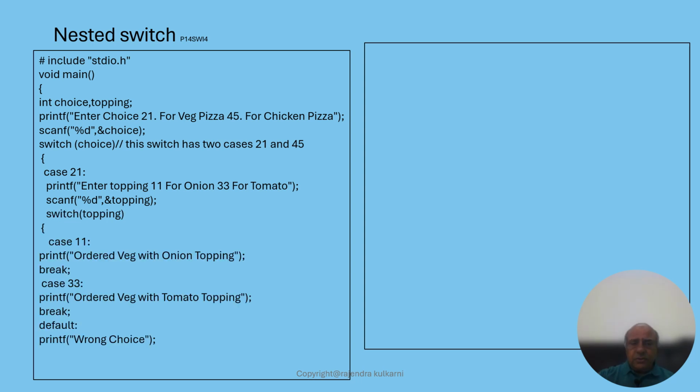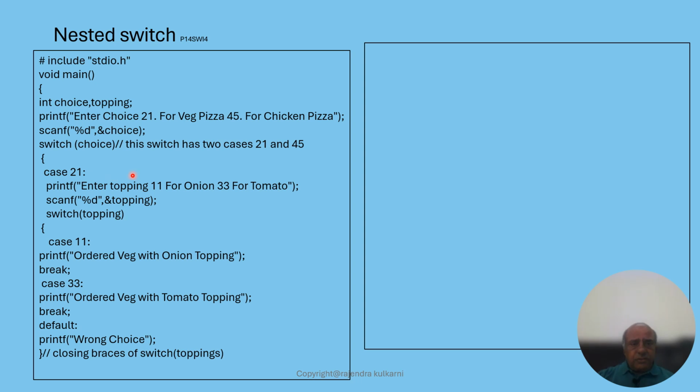We can nest if else, we can nest switch also. Now in this program, there are two int variables declared, choice and topping. This program is asking the user to input his choice for pizza, 21 for veg pizza, 45 for chicken pizza, and that user input is assigned to choice. We are using switch choice. This switch has two cases, 21 and 45.